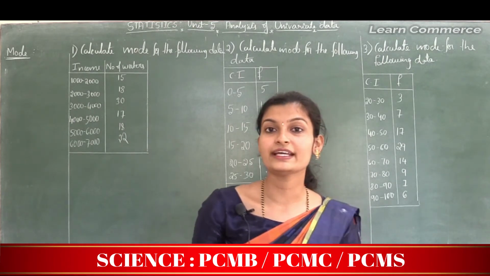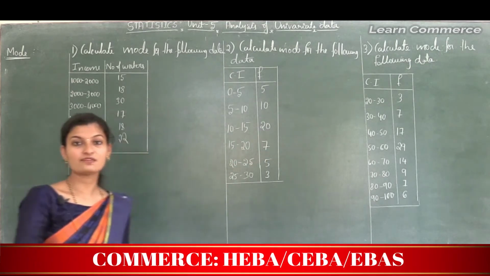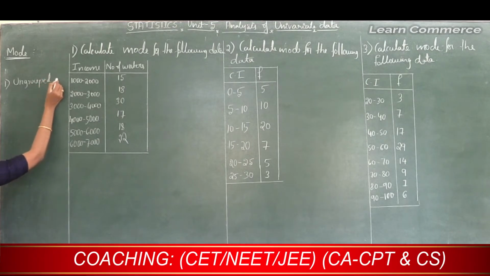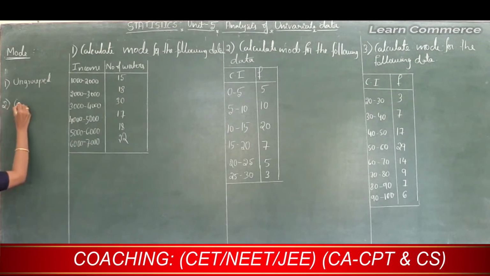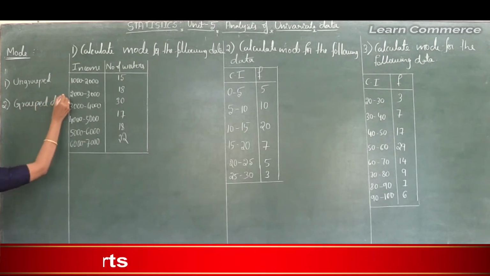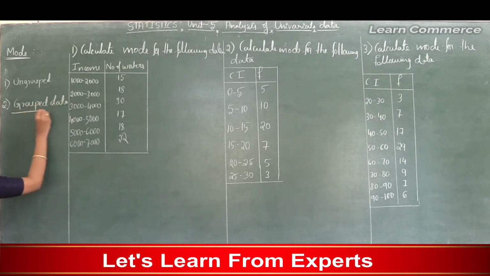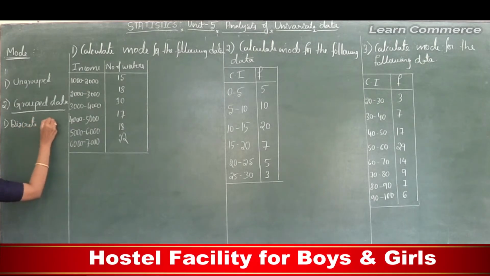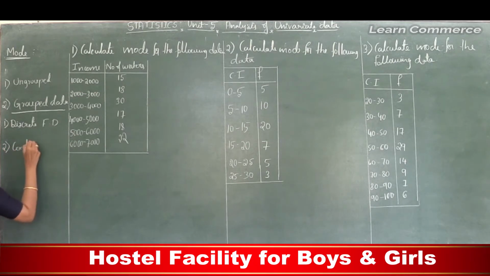So we know that in the calculation of mode, there are two cases: case 1 and case 2. Case 1 is ungrouped data, and case 2 is grouped data. In grouped data there are two types: one is discrete frequency distribution, another one is continuous frequency distribution.